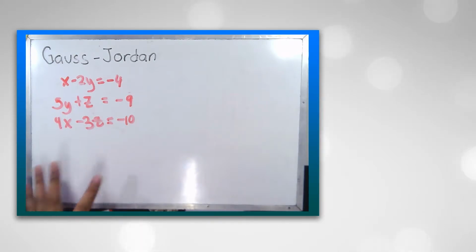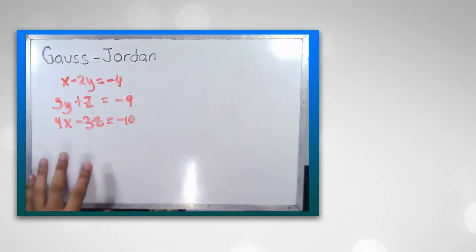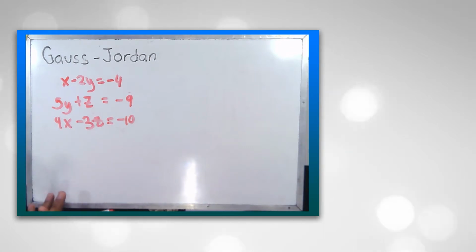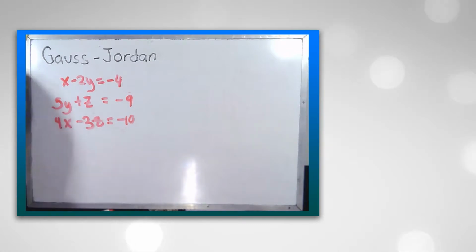And so our example here is x minus 2y is equal to negative 4, 5y plus z is equal to negative 9, 4x minus 3z is equal to negative 10. This set of equations will be solved using the said method, the Gauss-Jordan method. So first, let's create the augmented matrix.